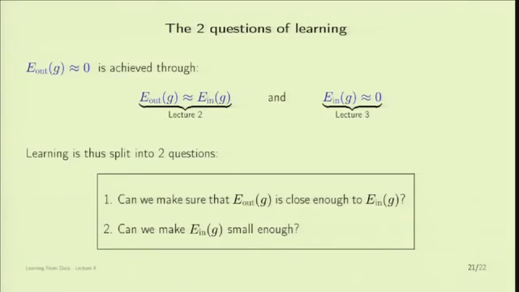Now let me make a small comment about this one. Small enough has been close to 0 so far. There is a very important class of applications where there is no way under the sun that you will get an out-of-sample performance anywhere near 0, and by proxy, E in will not be 0 either. I'll give you a very simple example.